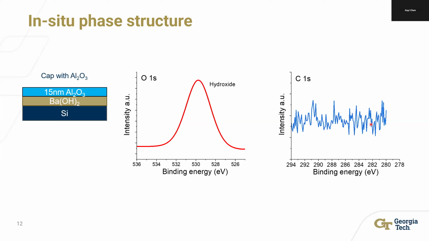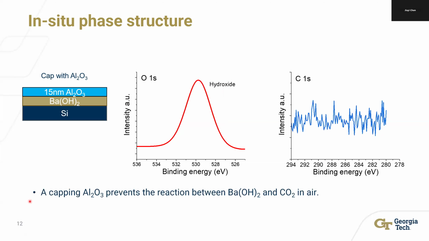And when we look at the carbon spectrum, there is no carbon signal. So a carbonate is impossible. So we conclude that a capping aluminum oxide prevents the reaction between barium hydroxide and the CO2 in air. And we are actually depositing barium hydroxide in the reactor, not barium carbonate.